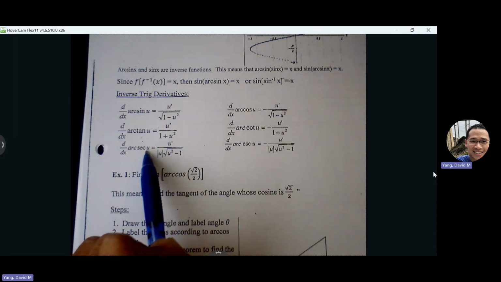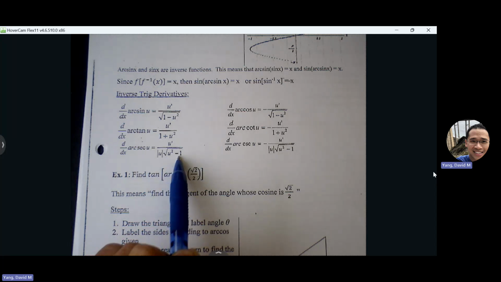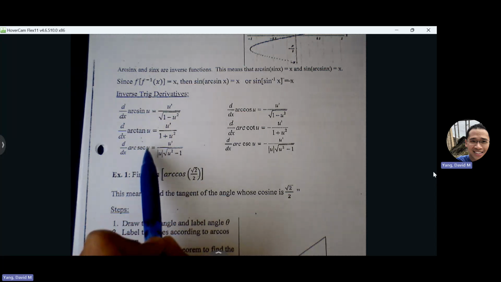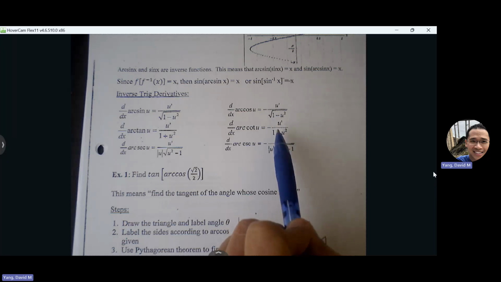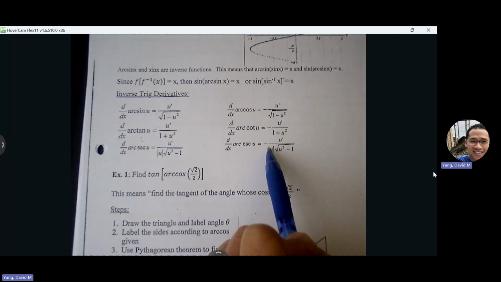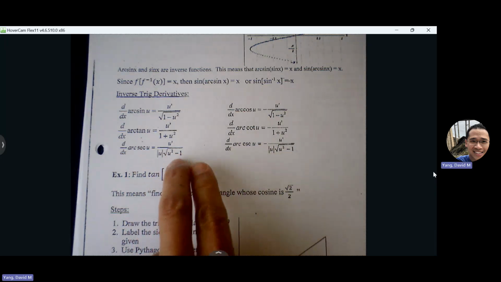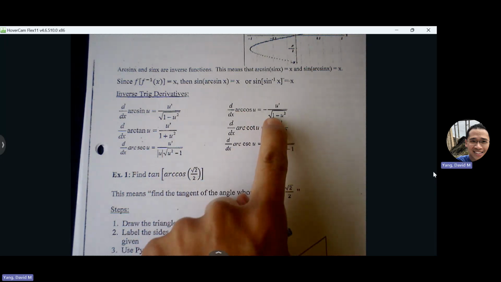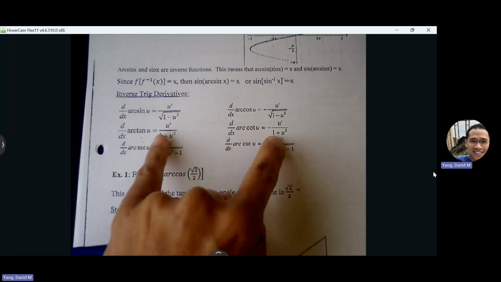And then arcsecant's derivative is u prime over the absolute value of u times square root of u squared minus 1. Now these are the unique ones, because what do you notice about arc cosine, inverse cotangent, and inverse cosecant? They're just the negative versions of the ones on the left, right? So arc cosine is just a negative version of arc sine. Arc cotangent is a negative version.